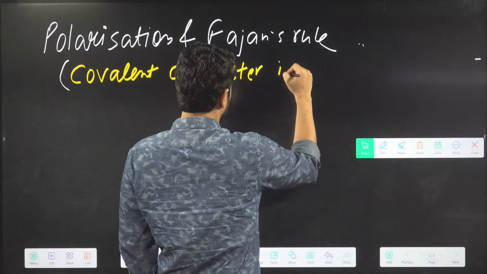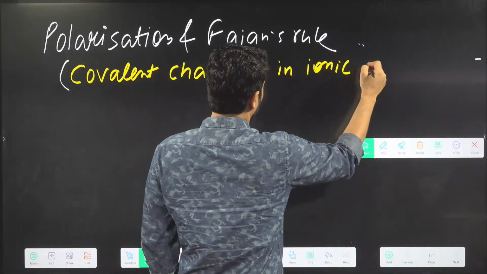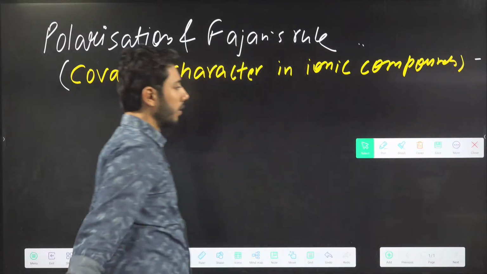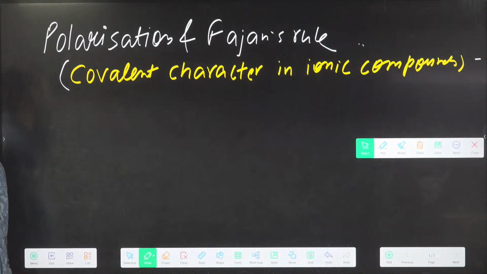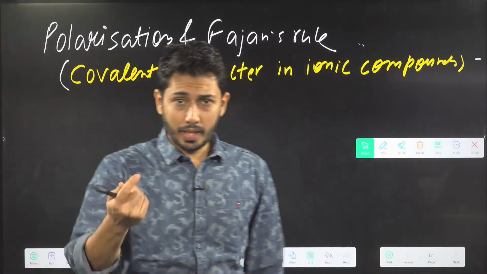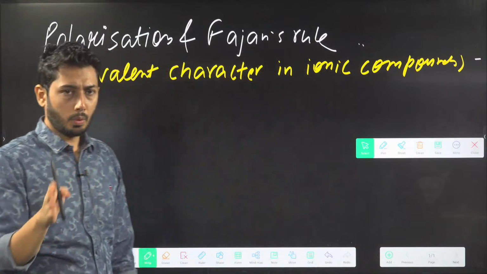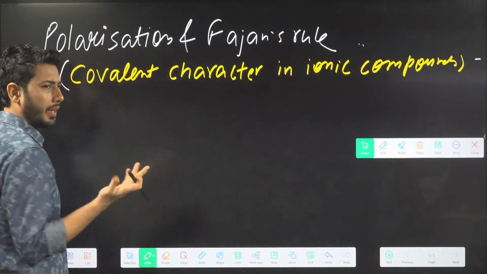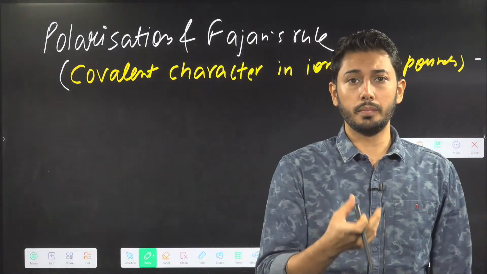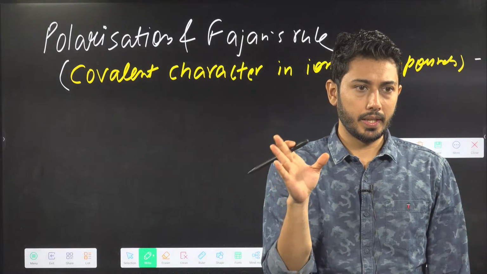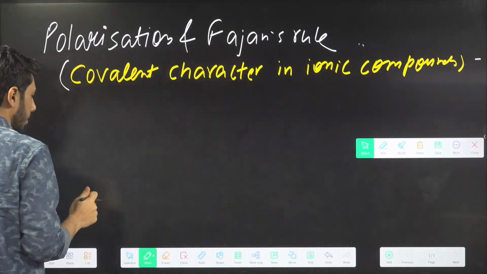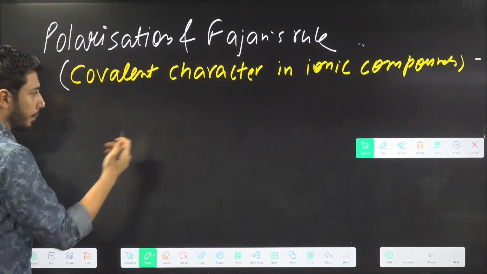Covalent character in ionic compounds, or covalent character in the ionic bond. Okay? So today we are starting Fajan's rule, and the important terms like polarization, polarizability and polarizing power. So firstly understand the meanings, because ultimately questions are asked not on the theoretical points, they are asked on the example points. Clear? Then understanding of the basic terms is required to go through the examples.